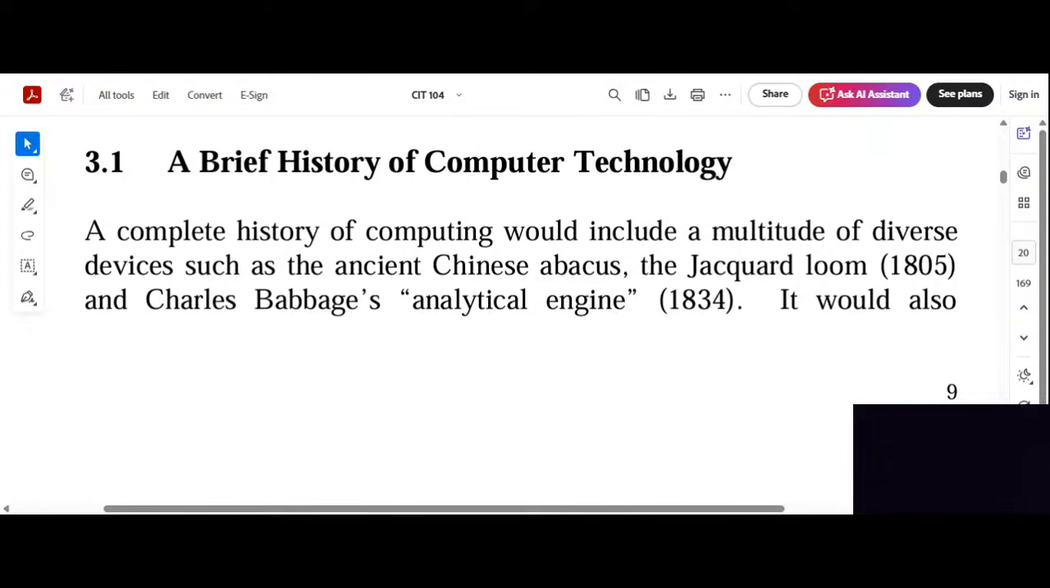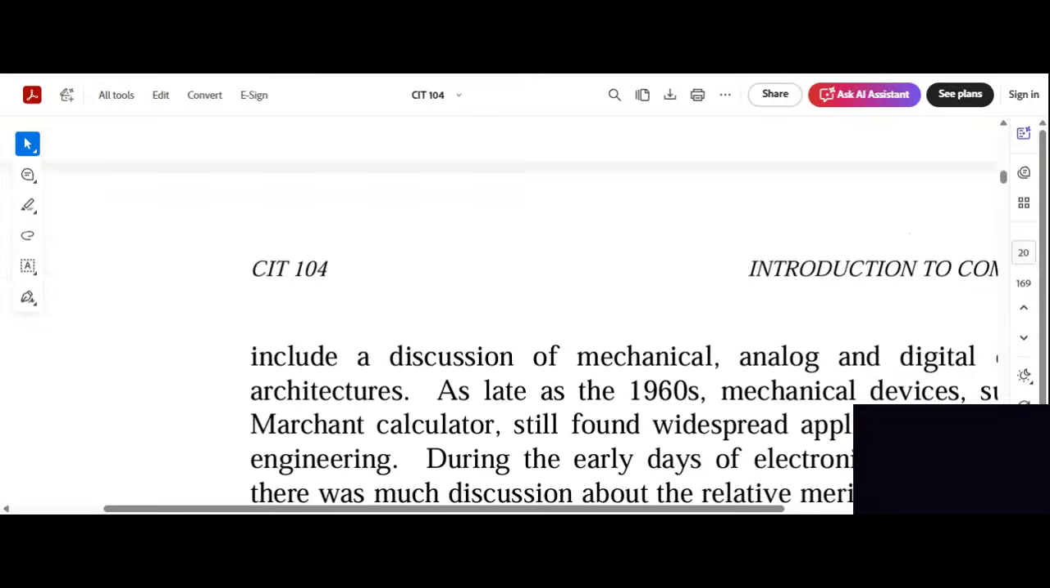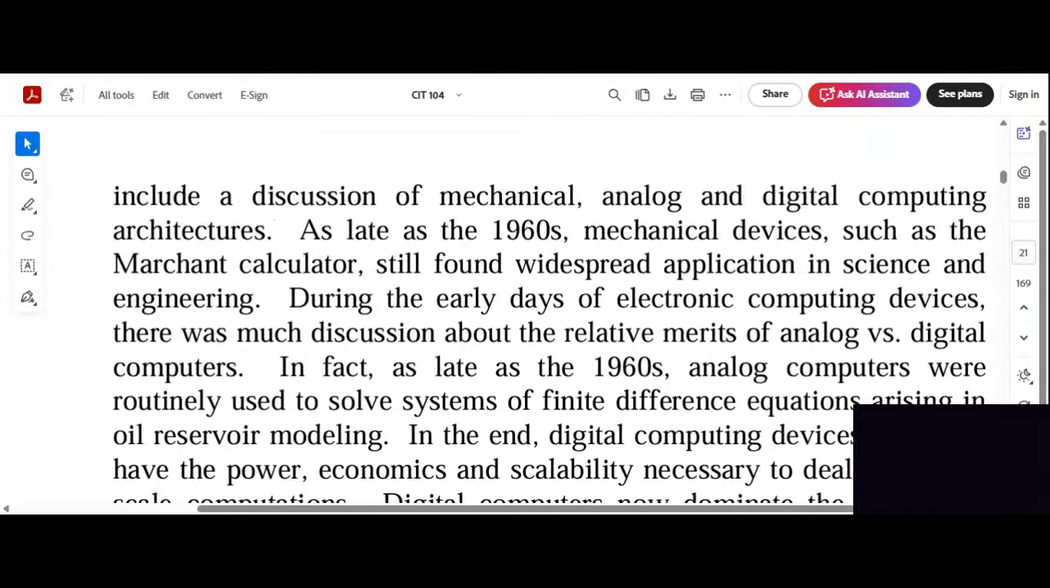A complete history of computing would include a multitude of diverse devices, starting with the ancient Chinese abacus. In case you don't know that the abacus was from China, you are just learning now. So we have the Chinese abacus, the Jacquard loom, which was in 1805, such a long time ago. And then we have Charles Babbage's analytical engine. Even from the name, you should know that it's an engine that deals with analysis. That was 1834. It would also include a discussion of mechanical, analog, and digital computing architectures.